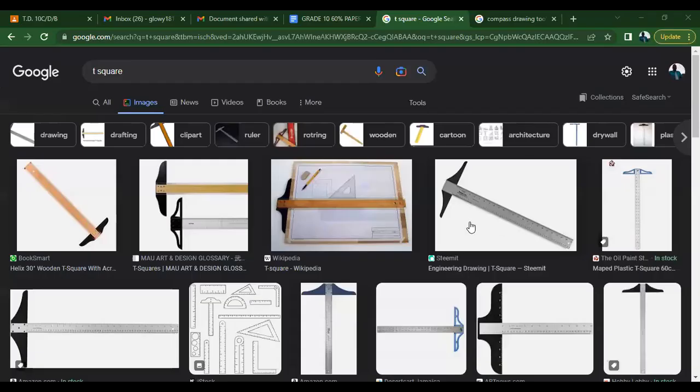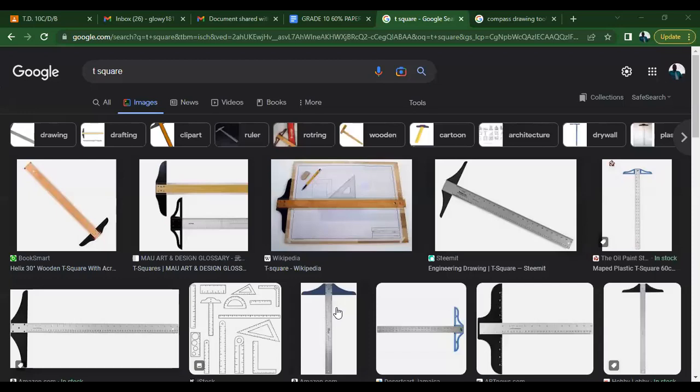I'm going to share my screen quickly, for those who may not be sure what it looks like. Yeah, there we go. That is a T-square.